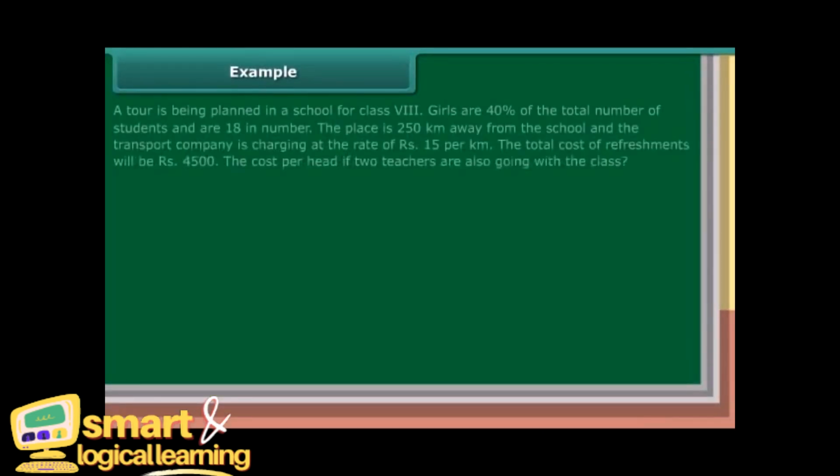Example. A tour is being planned in a school for Class 8. Girls are 40% of the total number of students and are 18 in number. The place is 250 km away from the school and the transport company is charging at the rate of rupees 15 per kilometer. The total cost of the refreshments will be rupees 4,500. Find the cost per head if two teachers are also going with the class.